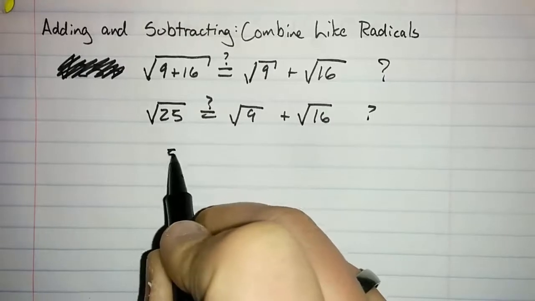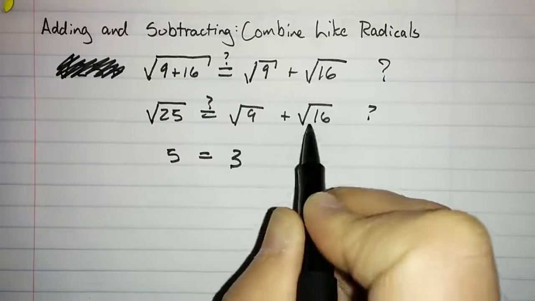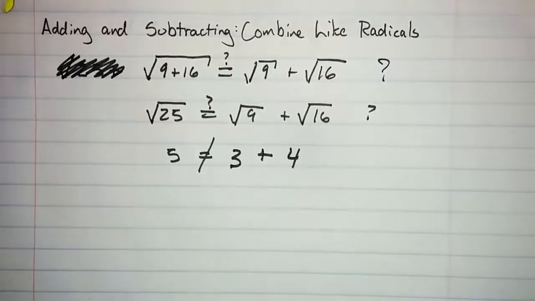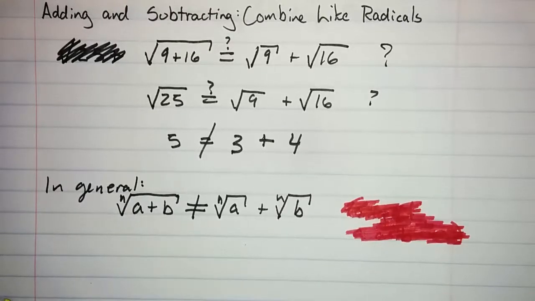So is that equal to the square root of 9 plus the square root of 16? Well, square root of 25 is 5. Square root of 9 is 3. Square root of 16 is 4. No, those aren't equal. In general, the nth root of a plus b will not be equal to the nth root of a plus the nth root of b. We actually have to have really special numbers a and b if we want to get this to happen. Even for special numbers, it just doesn't happen. Addition and radicals are not friends.